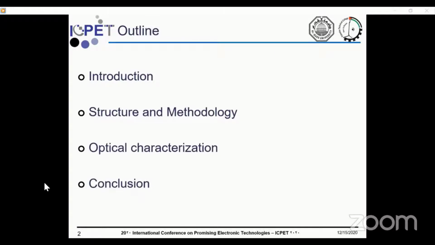The outline of this presentation is as follows: introduction, structure and methodology, optical characterization, conclusion.